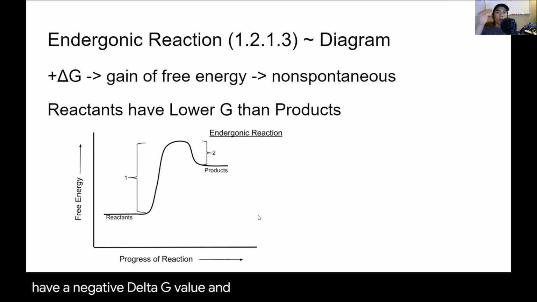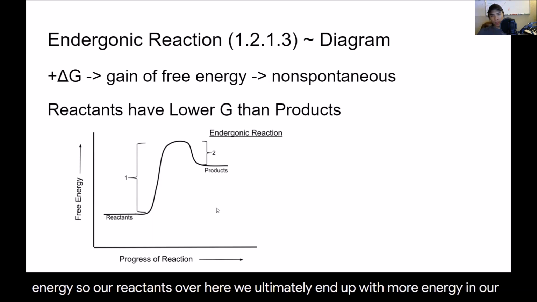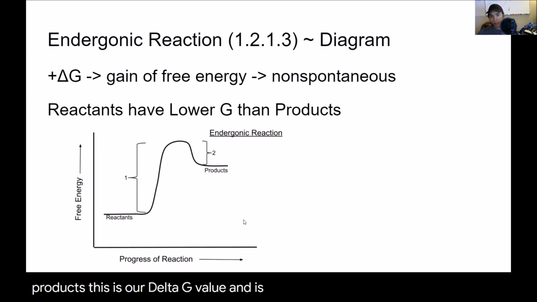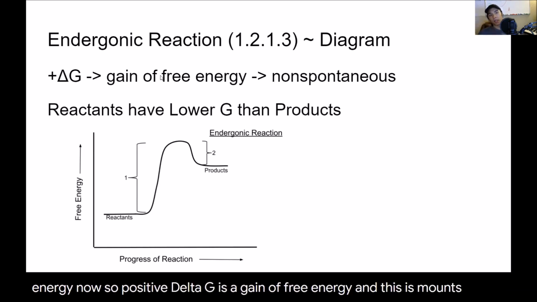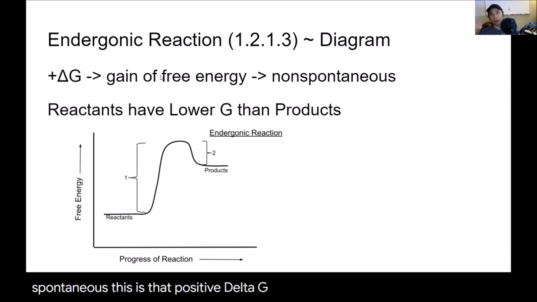And an endergonic reaction is one that gains energy. So our reactants over here, we ultimately end up with more energy in our products. This is our delta G value, and it is positive. Our products have more free energy now. So positive delta G is a gain of free energy, and this is non-spontaneous because of that positive delta G value.